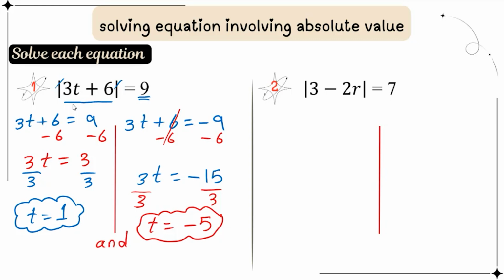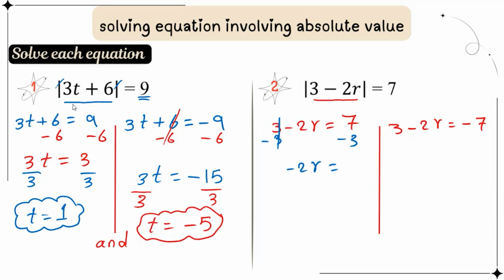Question number 2. Absolute value of 3 minus 2r equals 7. Like we said, for the inside of the absolute value, we write one equal to positive 7 and another one we make equal to -7. Now, let's solve it. Where is the variable here? R, and which number is around 2r? The 3. We start with the farthest. This is positive 3. To cancel positive 3, we do -3 on both sides.